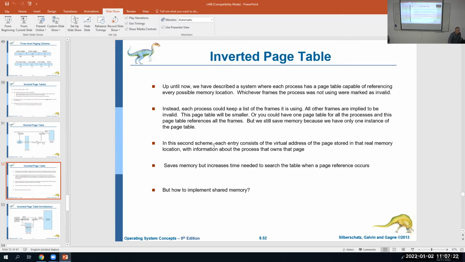But in this second scheme, each entry consists of the virtual address of the page stored in that real memory location, with information about the process that it owns. This saves memory, but increases the time needed to search the table when a page reference occurs. That's the key line. Again, we're going to save memory, but what are we going to have to do?